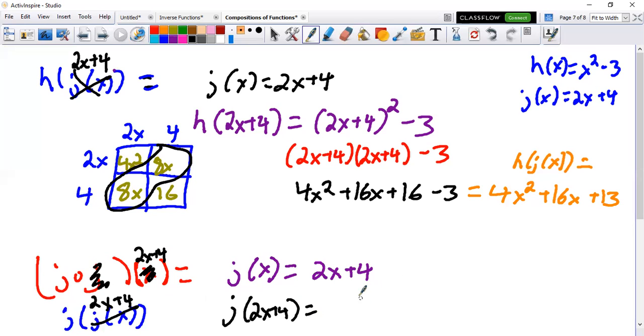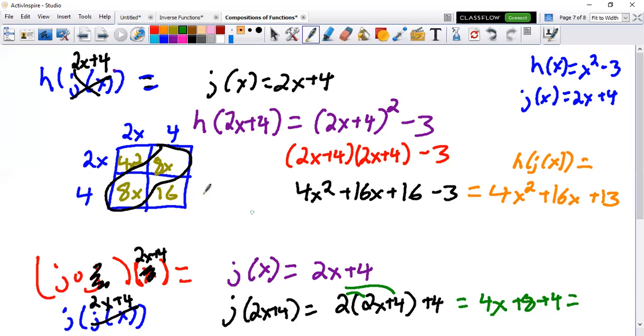Plug it in here for this x. So 2x plus 4. I've still got the 2 in front. I'm still adding 4 on the back. I've got to distribute this 2. All right, 2 times 2x is 4x. 2 times this 4 is 8. Still got the 4 on the back I'm adding. So 4x plus 8 plus 4. Of course, I'm going to add 8 and 4 to give myself 4x plus 12. That is my final answer. So j of j of x would be equal to 4x plus 12.